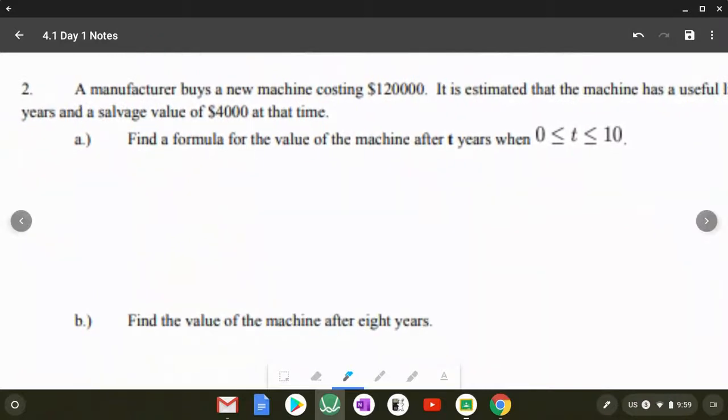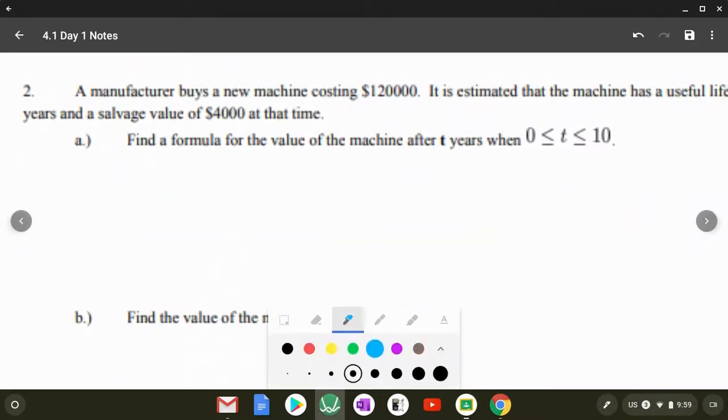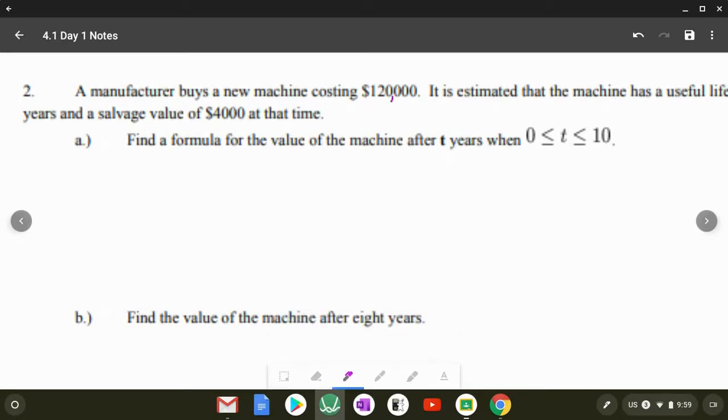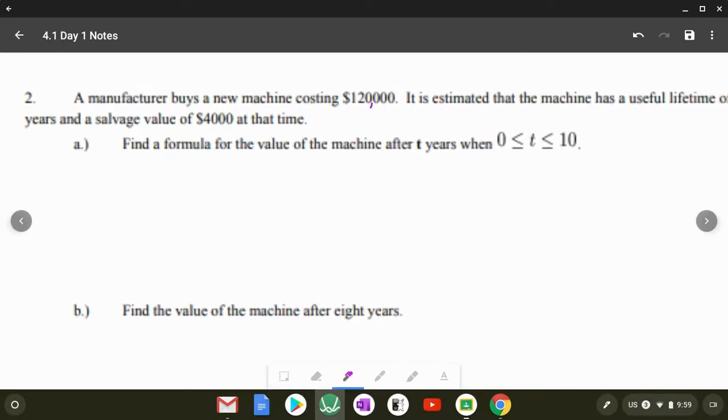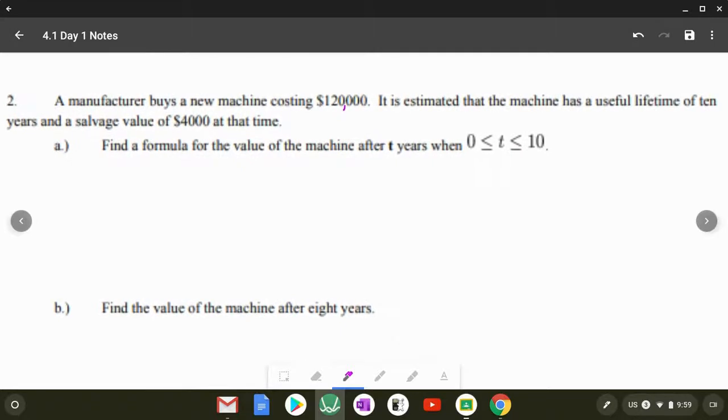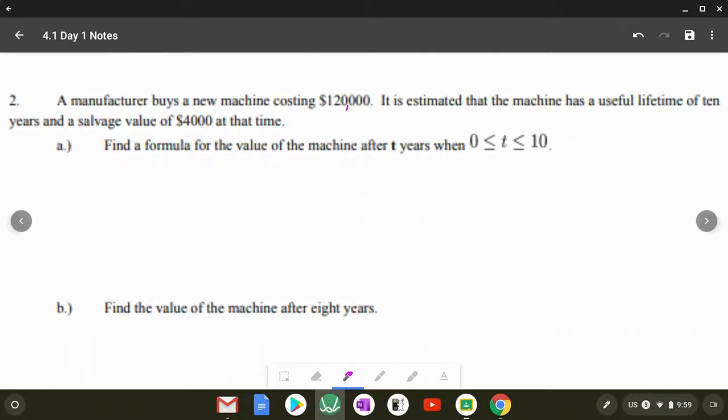So now moving down to number 2, here's where we get into those word problems and interpreting what's going on. A manufacturer buys a new machine costing $120,000. It is estimated that the machine has a useful lifetime of 10 years and a salvage value of $4,000 at that time. Okay, a couple things to look at real quick.